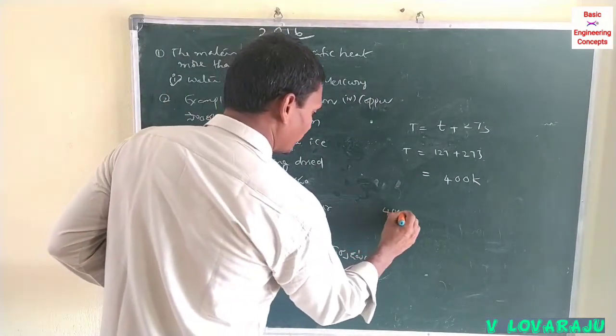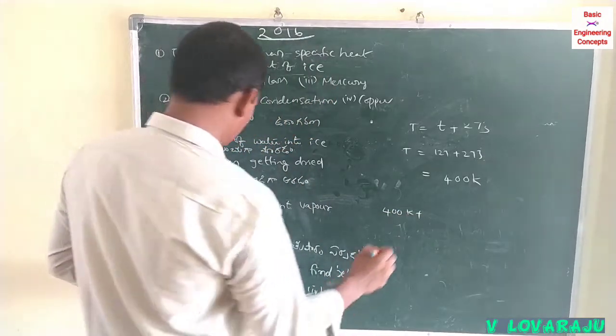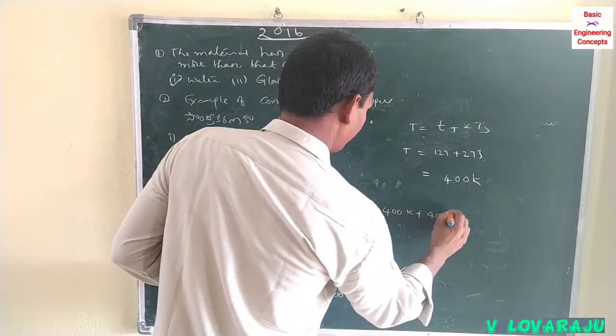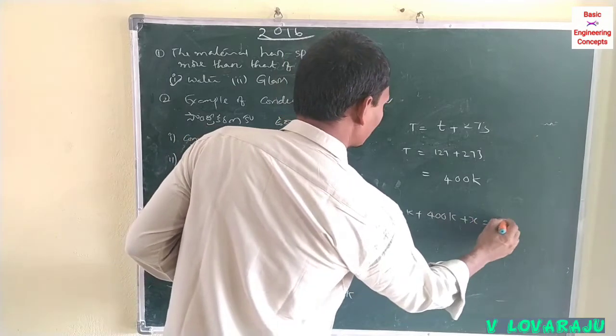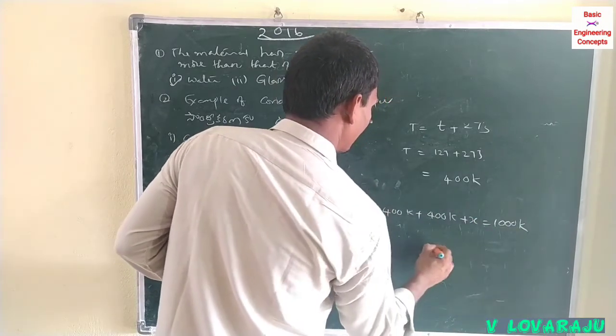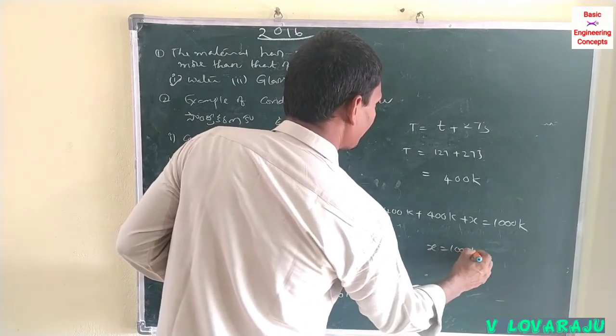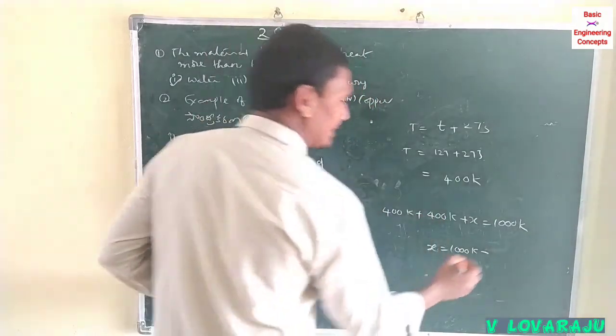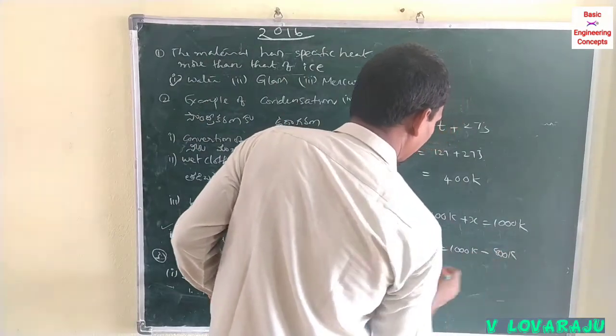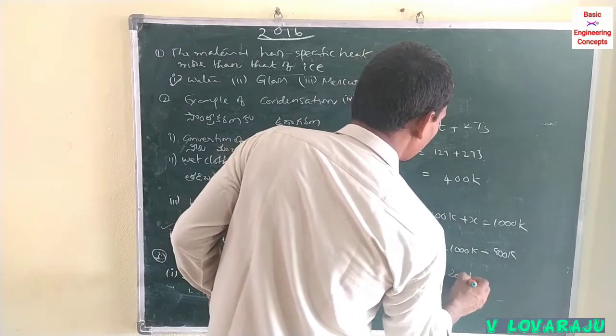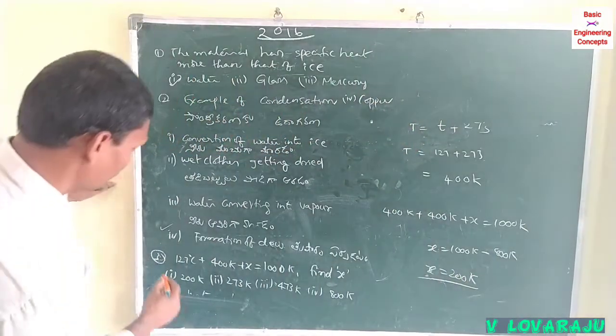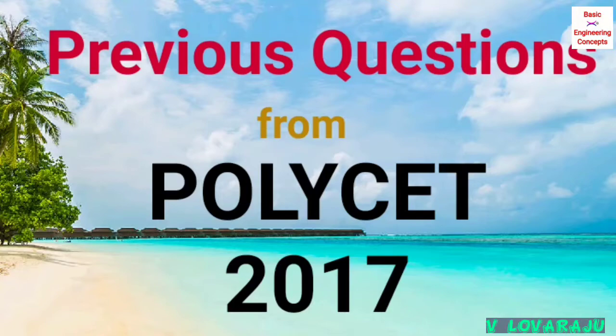Substitute here: 400 K plus, this is also 400 K, plus X is equal to 1000 K. Therefore, X is equal to 1000 K minus 400 plus 400, that is 800. Therefore, 800 K. Therefore, the value of X is 200 K. The option is the first one, 200 K.